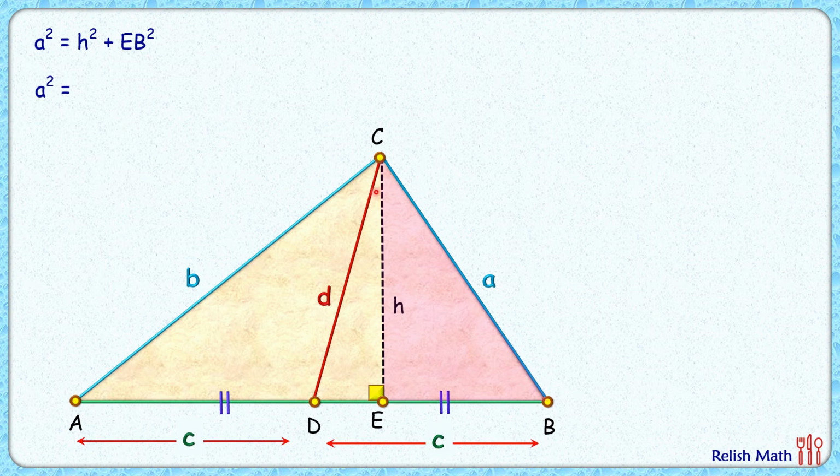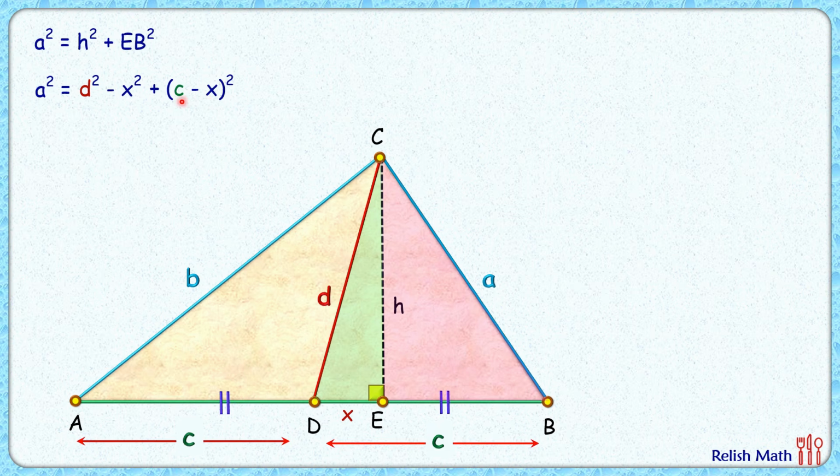Now this a square is equal to h square. For h square, we'll consider this small right angle triangle, in which if we assume DE length as x centimeter, then h square can be replaced with d square minus x square. How about EB length? EB length is this full length, that is c minus x. So this will be c minus x whole square.